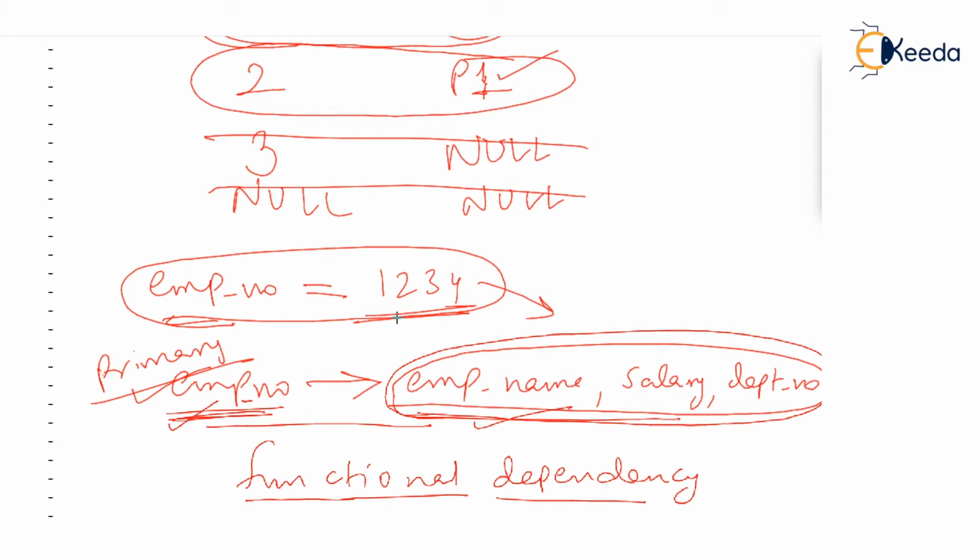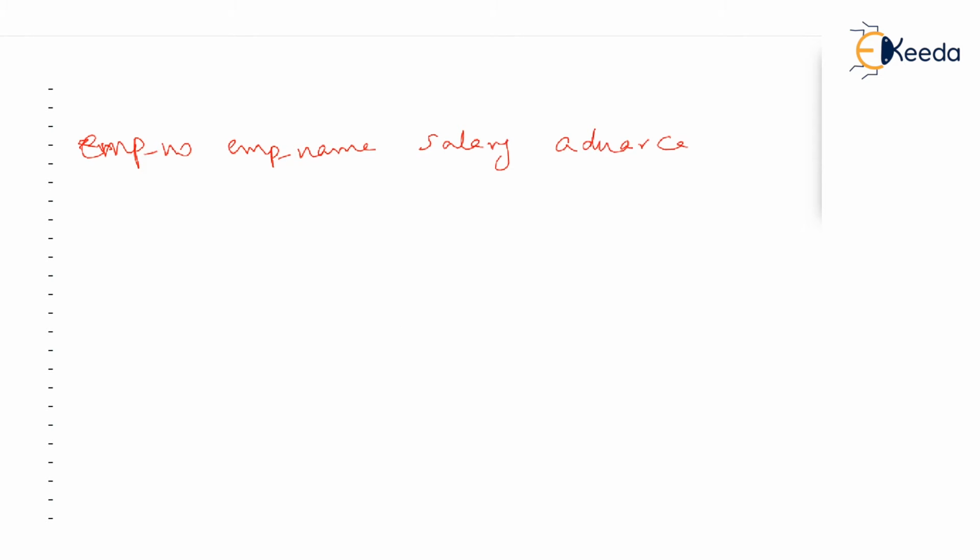Now, there is a possibility that there can be another primary key. Let's come back to our example of the employee table. Just see, we had an employee number, and we know employee numbers are always unique in our company. Employee name, salary, and let's say we also have Aadhaar number of all the employees.